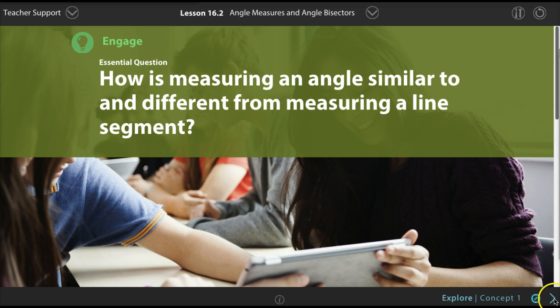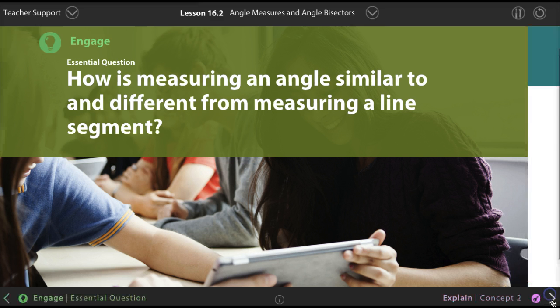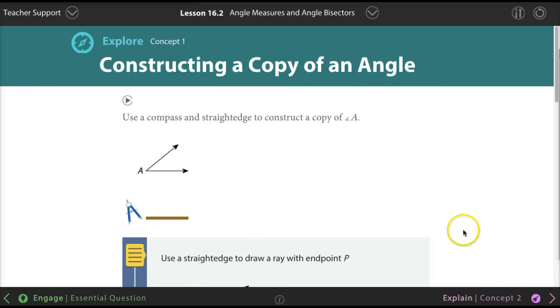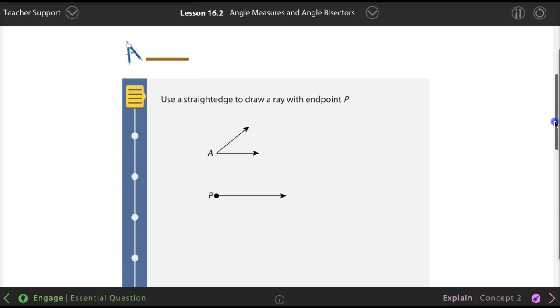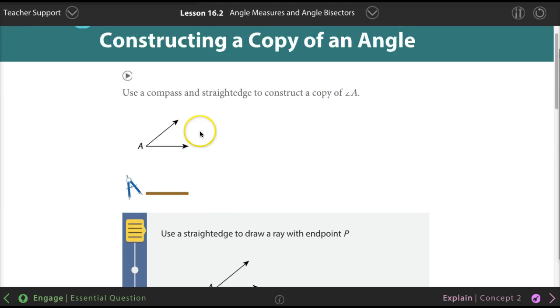You would know this when you come to class because this is something that we're just going to do in person because it's very difficult. So again, when you come to class, what are we going to do? Obviously, constructing a copy of an angle. So before you come to class, make sure you read this part, okay? How do you copy this angle?